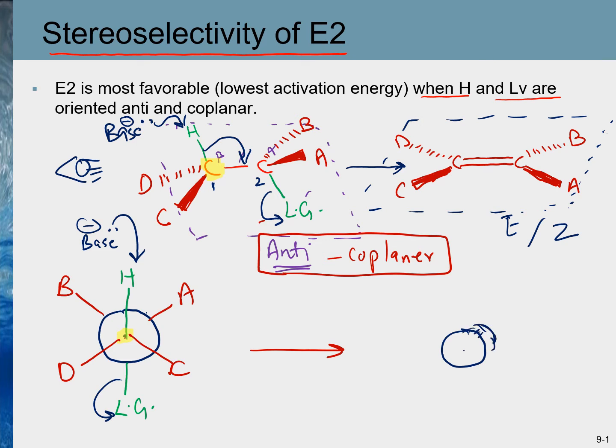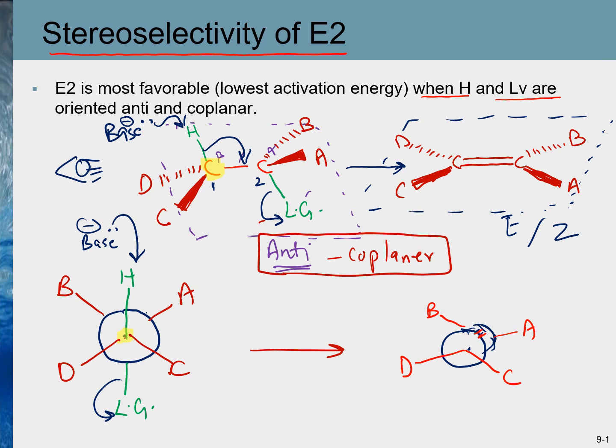a carbon behind here. So C is still here and D is here, and A is on this side and B is on this side, and there is a double bond here.